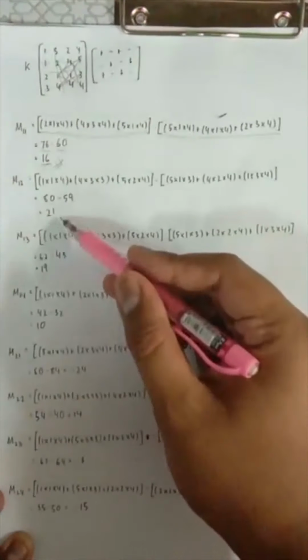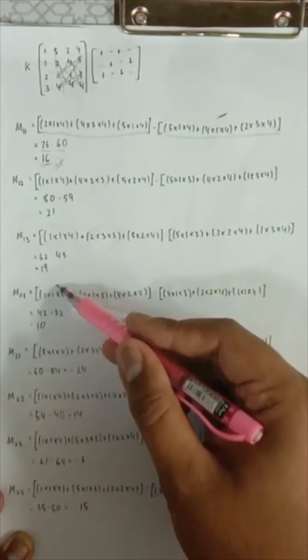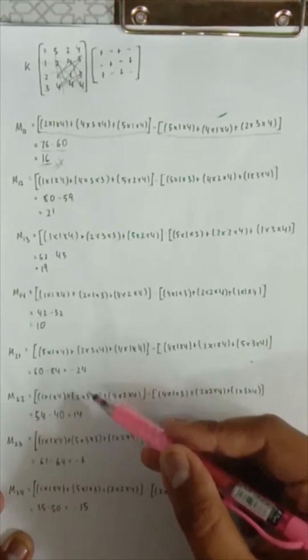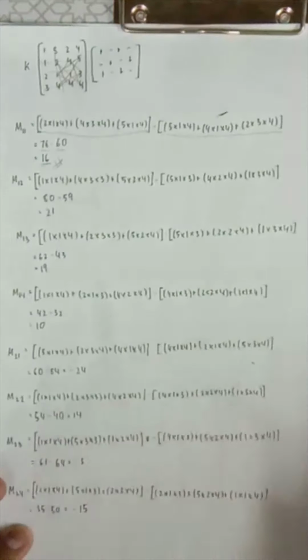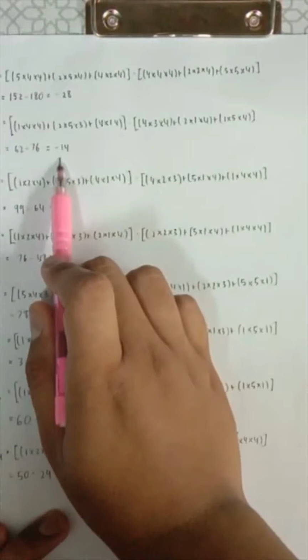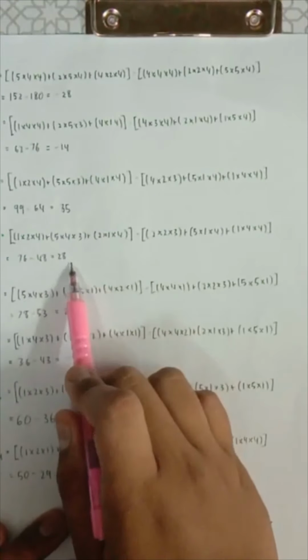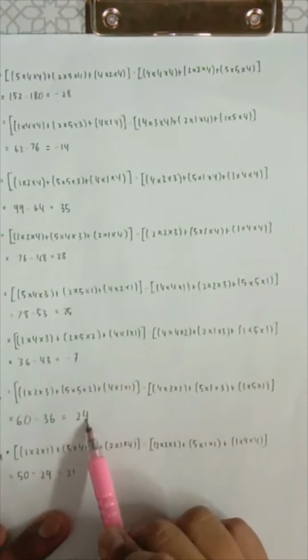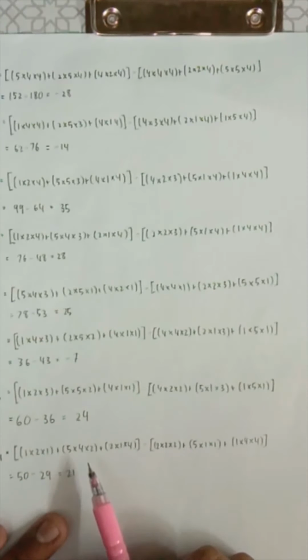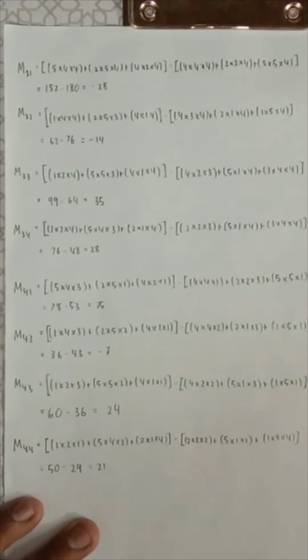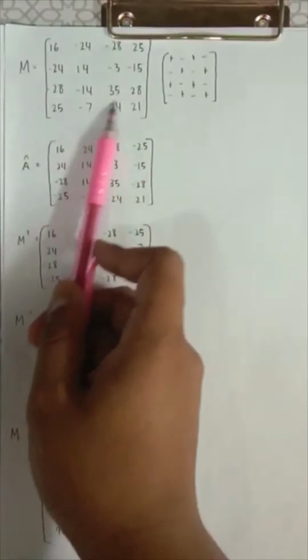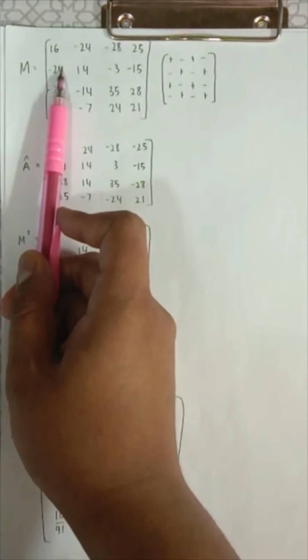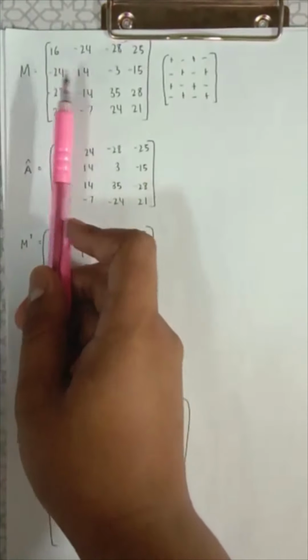And we will get this answer: 21, 19, 10, 20, negative 24, 14, negative 3, negative 15, negative 28, negative 14, 35, 28, 25, negative 7, 24 and 21. And we will get the new matrix. So we will get this minor. That is the new matrix.